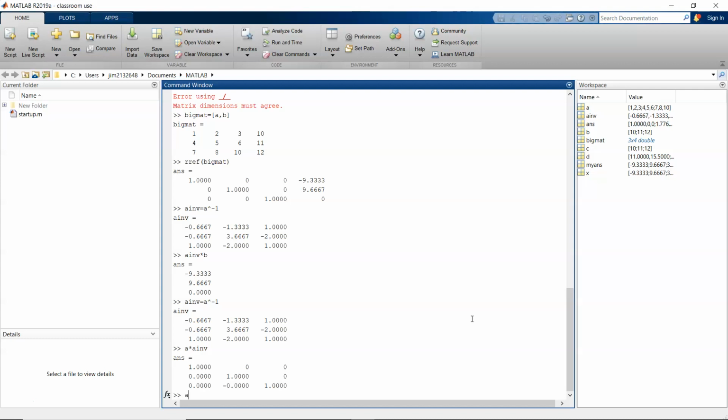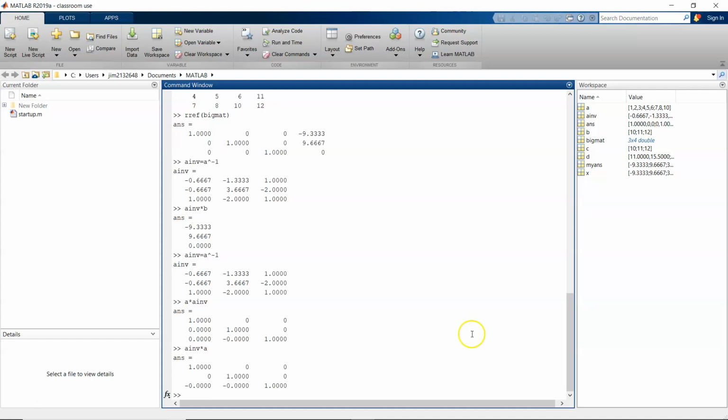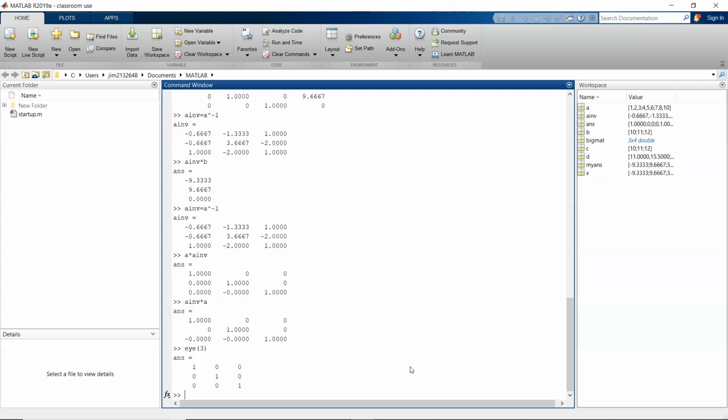A inverse times A. That's equal to the identity matrix. 1 down the diagonals, 0 everywhere else. The identity matrix, there's a way you can create it in MATLAB. EYE of 3, a 3 by 3 identity matrix.